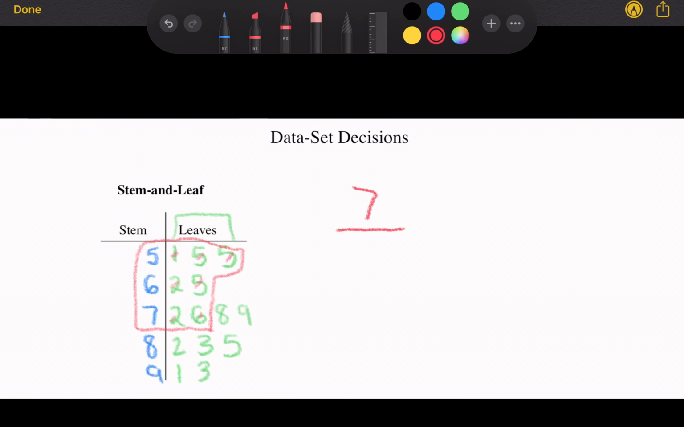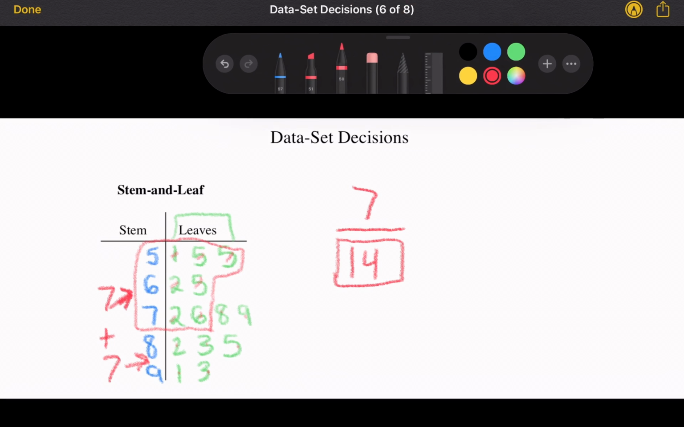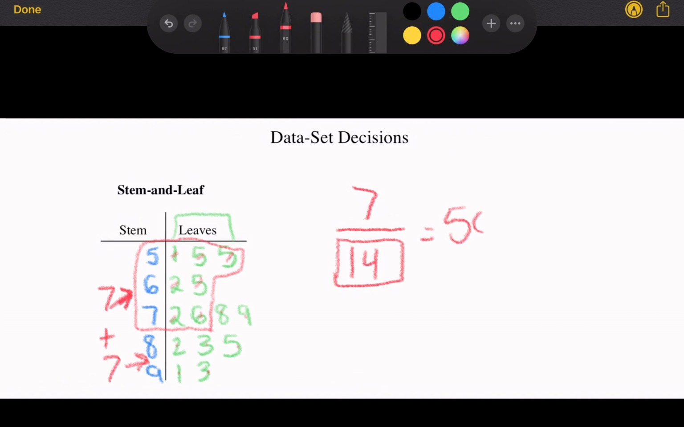And then I have to figure out, well, how many total numbers are there? Well, if there are 7 up here, how many numbers are down here? So I have 1, 2, 3, 4, 5, 6, 7. I have 7 numbers down here, so my denominator is going to be the total number of points, the total number of scores. So I'm going to add my two groups together and get 14. A lot of you can just see, hey, 7 over 14 is equivalent to 50%.